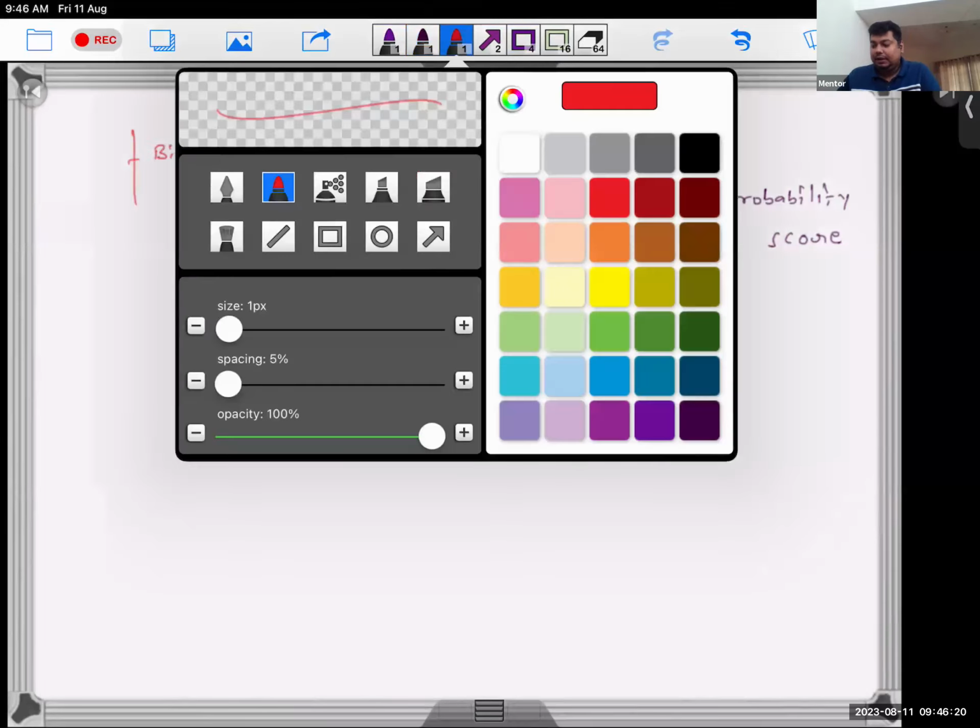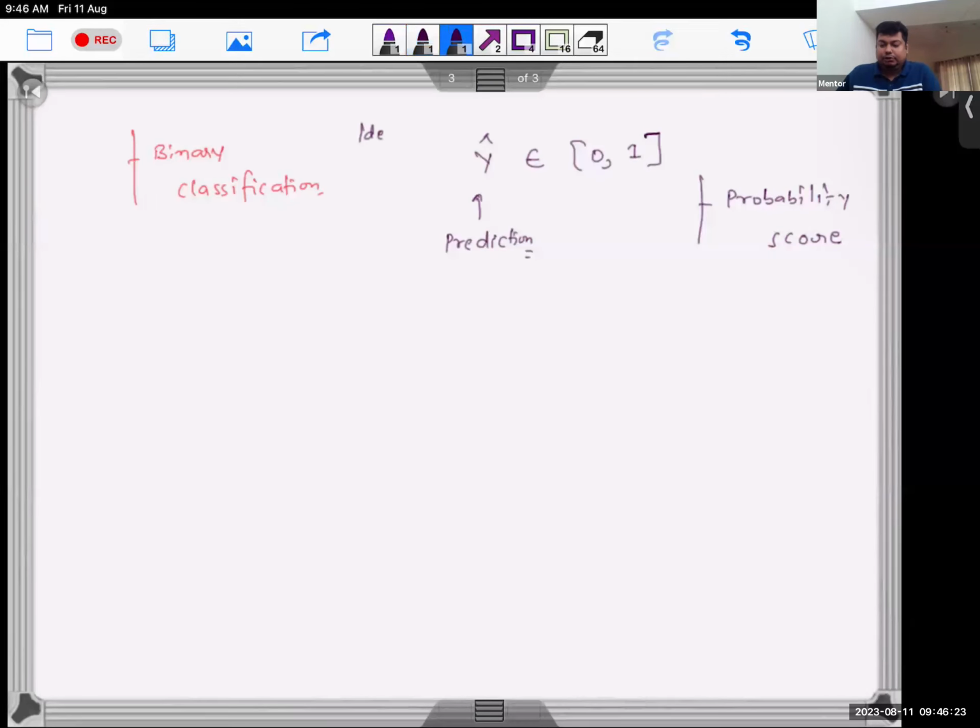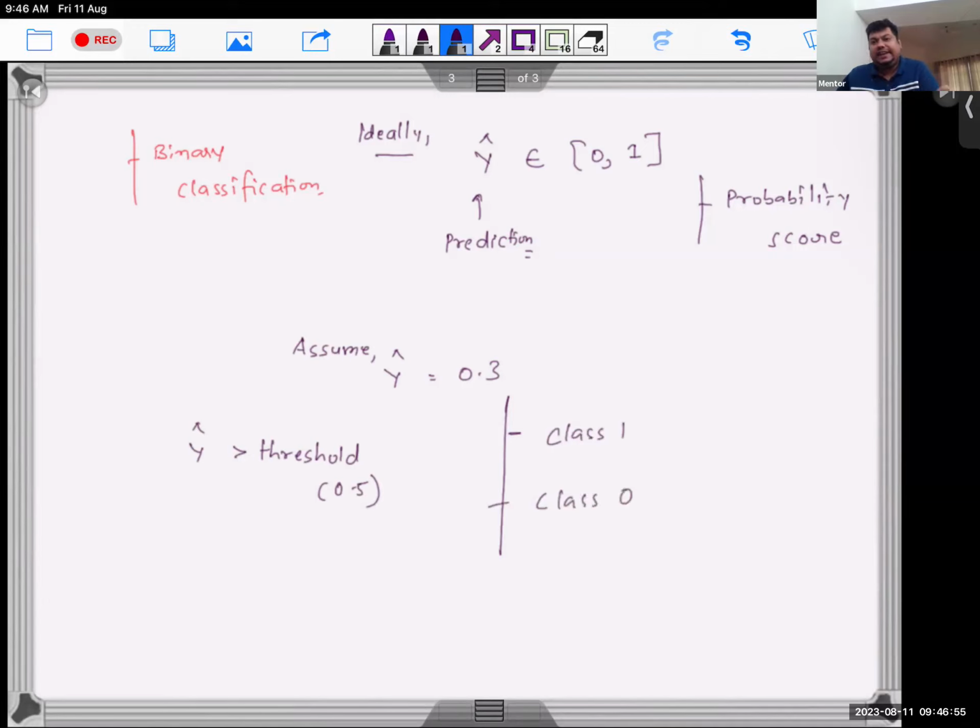So ideally, we want our predictions to be in this range, between 0 to 1. Let's say the prediction is coming out to be 0.3. Can I say that I'm 30%? If your prediction is 0.3, what would you say the output is, 0 or 1? 0. So what is the threshold that you used? 0.5. So this is the threshold that you used. If it is greater than 0.5, you say it is class 1. Otherwise, you say it is class 0. So for 0.3, it is less than 0.5, so it is class 0.